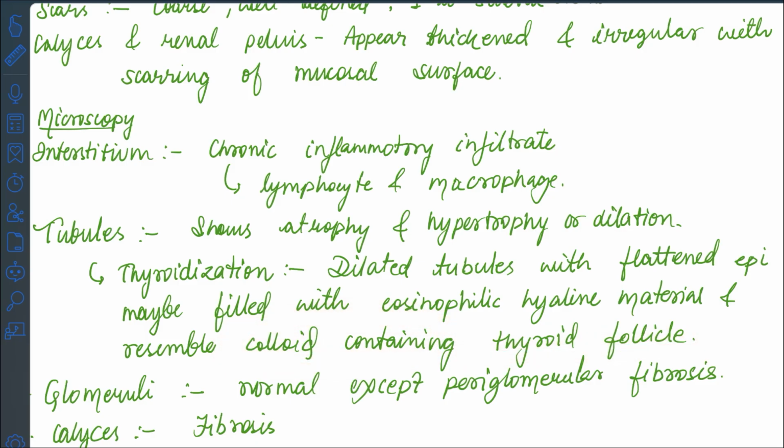Do we remember the structure of the thyroid follicle? This thyroid follicle has an eosinophilic hyaline material. When these tubules get dilated and the epithelium gets flattened, they somehow resemble the thyroid follicle cells. That's why we say that there is thyroidization of tubules. Coming forward to glomeruli, it is normal.